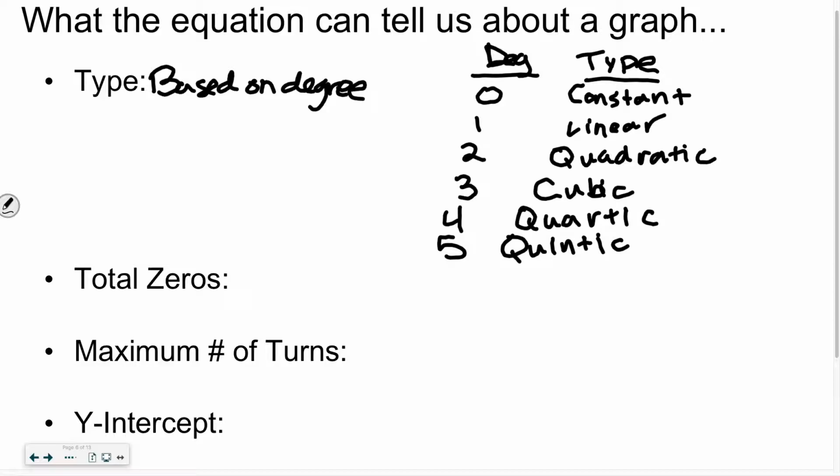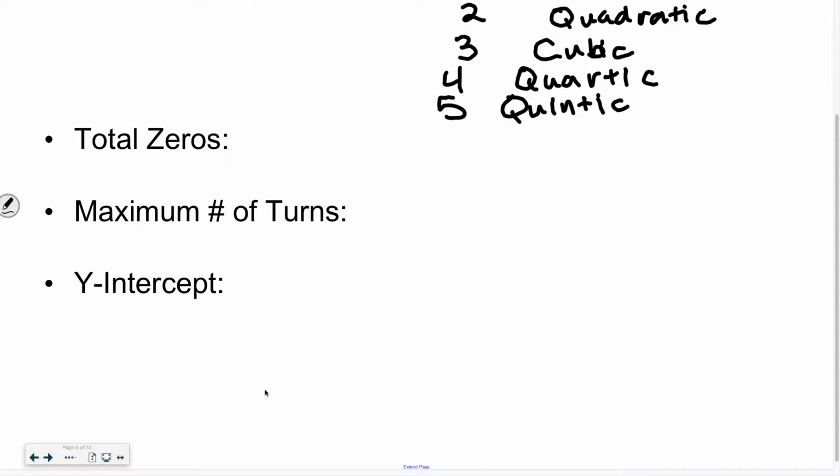Okay. So total zeros is equal to the degree. So the degree is what again? The highest exponent. So think about that. When we find the highest exponent, when we find the degree, so far we can name the type of polynomial that it is, and now we can also name how many zeros it will have.